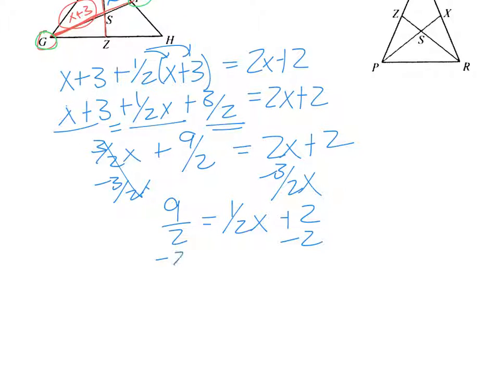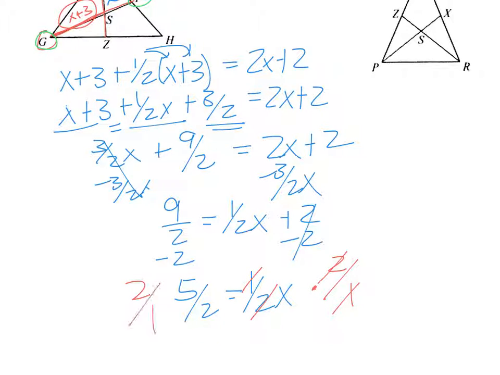Subtract 2. If I do that, that's going to give me 5/2 equals 1/2 x. Then you can divide by half on the calculator, or I teach it as multiplying by the reciprocal, so that those cancel. So I'll multiply this by 2/1, so the 2's cancel here. And then that's going to give me 5 equals x.